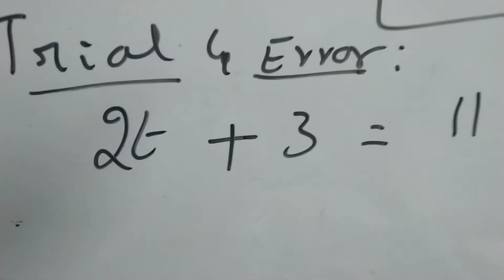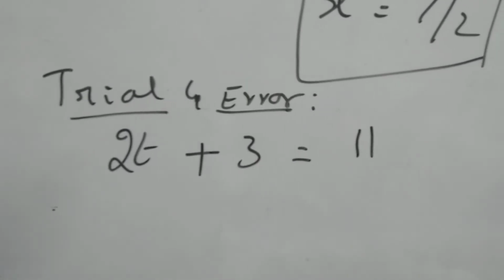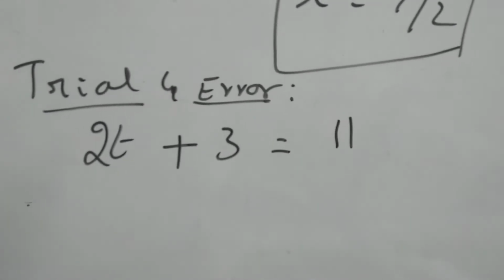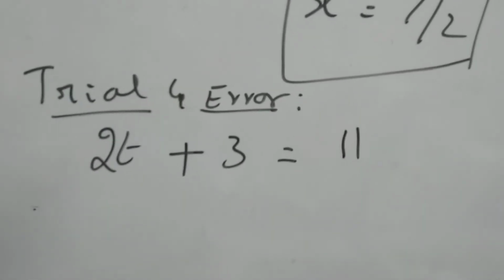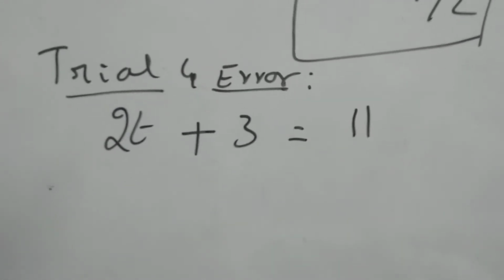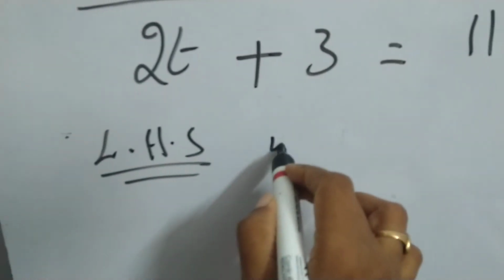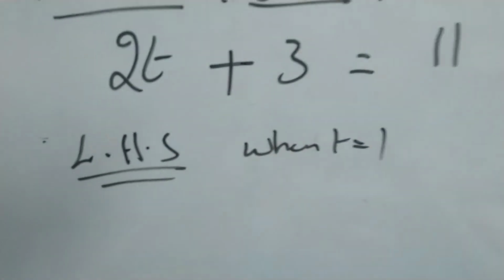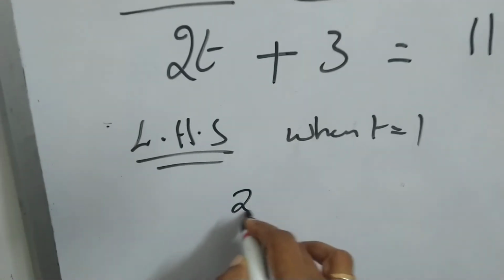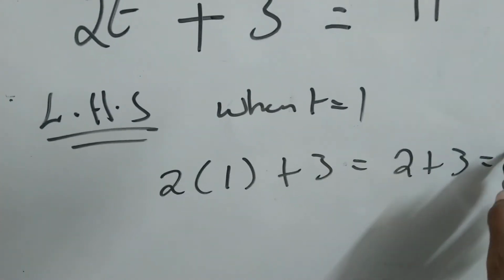What do you mean by trial and error? It means you are trying with a particular number, trying to make a number fit into the equation in place of the variable, and check whether you are getting the right answer or not. Where is the answer? Answer is on RHS side, right? So, therefore, let us take LHS first, when t is equal to 1. So, 2 into 1 plus 3, that is 2 plus 3, which is 5.